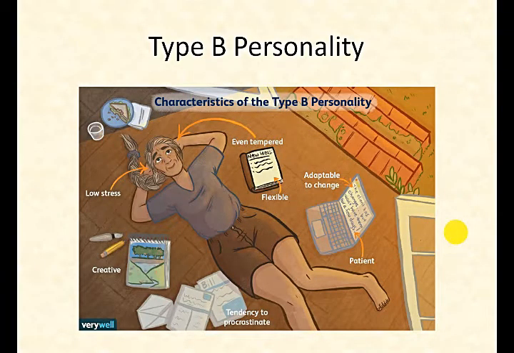Type B personalities, characteristics of the type B personalities. You see here: low stress, even tempered, flexible, adaptable to change, patience, tendency to procrastinate, creative. These are characteristics of type B personalities.